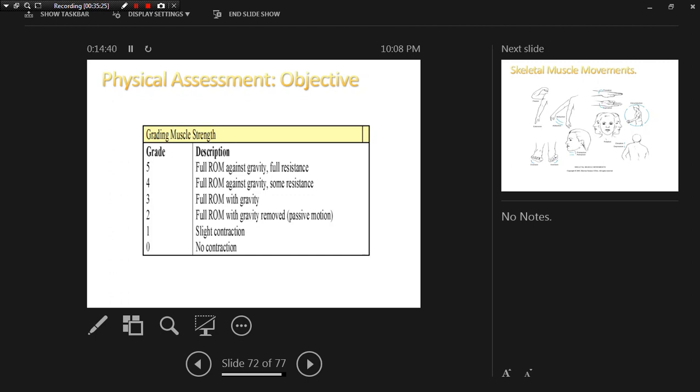So a 5 out of 5 would be if the patient has full range of motion and like their muscle strength against gravity and full resistance. So if they're able to pull their arm up to gravity very easily, and if they're also able to kind of push against somebody pushing against it with full resistance, that would be a 5 out of 5. So obviously that's the optimal number that we want.